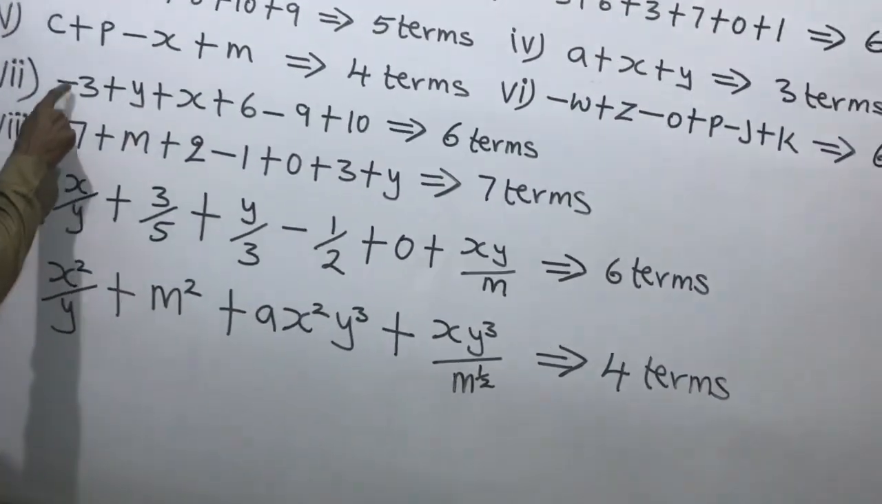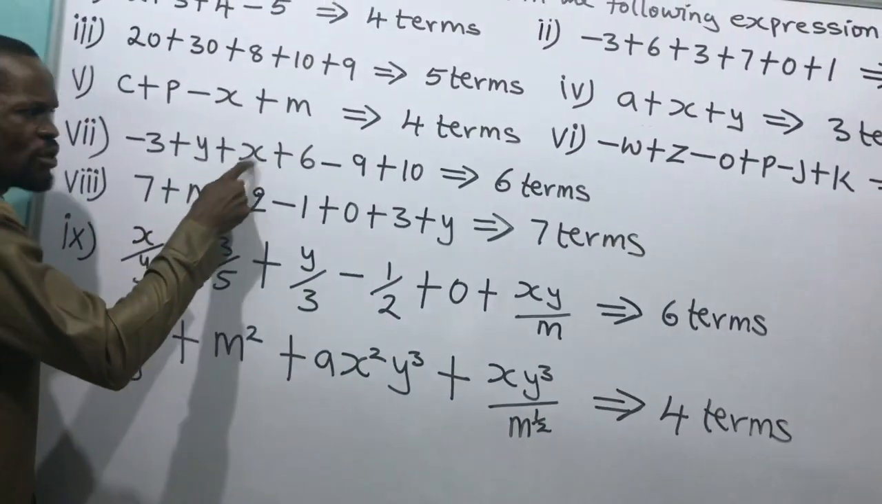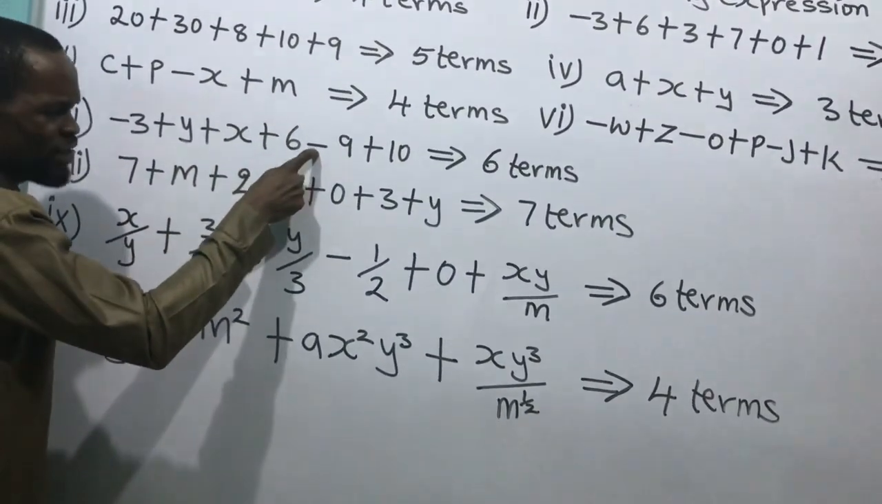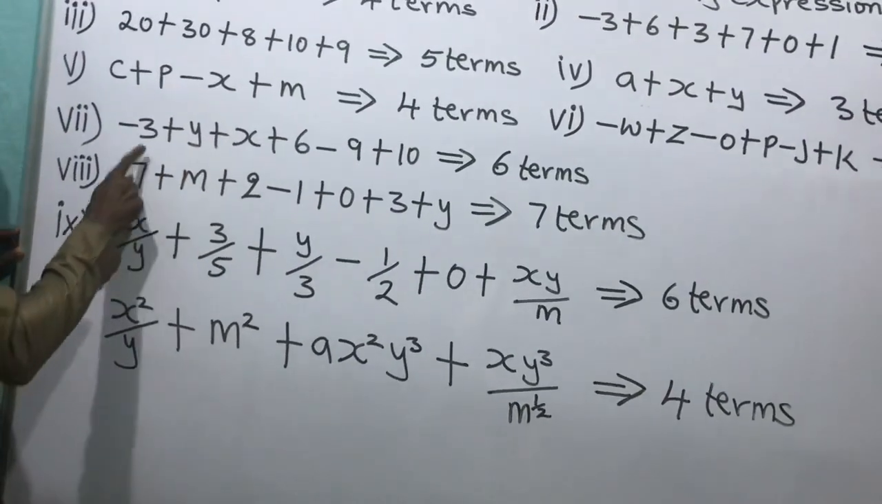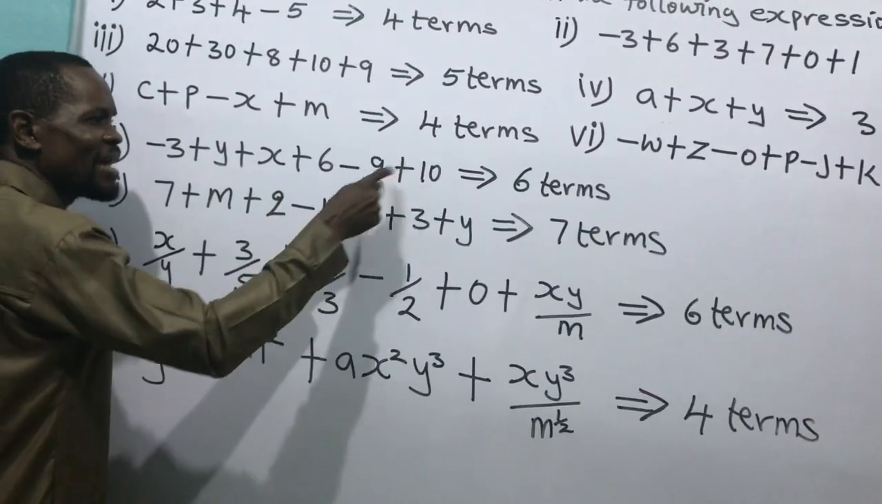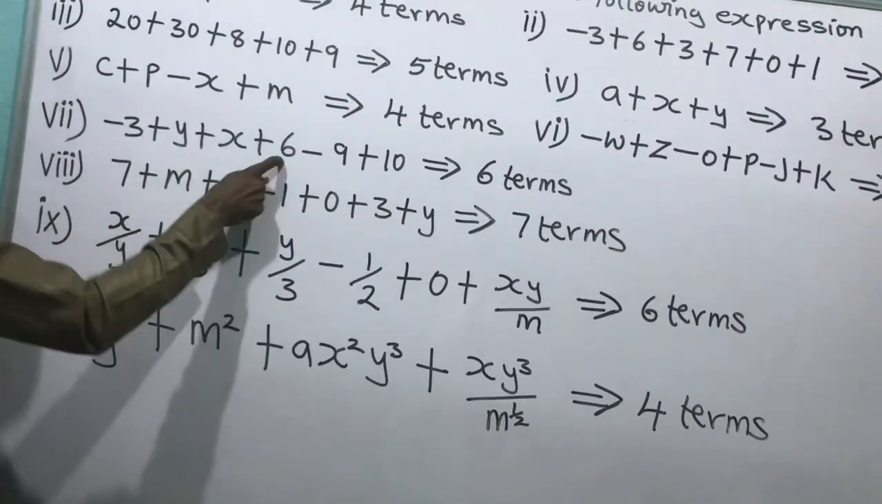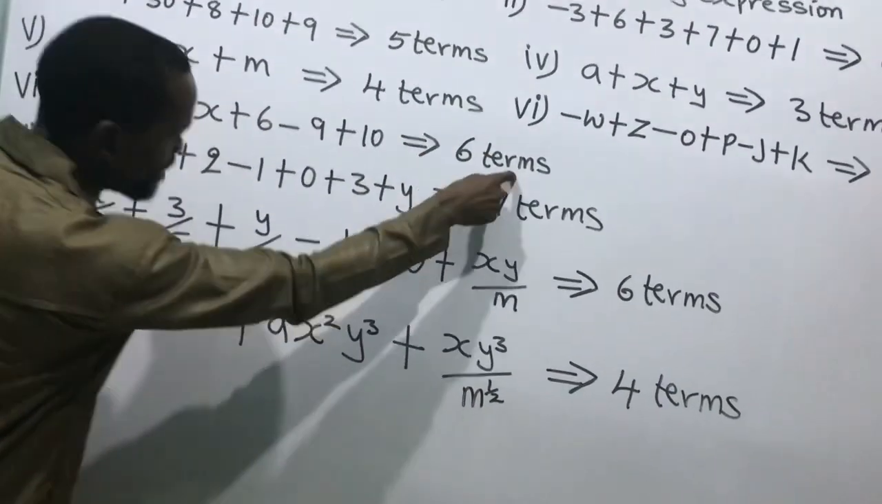Who is the owner of this minus? 3. Who is the owner of the plus? Y. Who is the owner of this plus? X. Who is the owner of this plus? 6. Who is the owner of this minus? 9. Who is the owner of this plus? 10. And how many terms are here? 3, Y, X, 6, 9, 10. I count it: 1, 2, 3, 4, 5, 6. And I said, that means 6 terms.